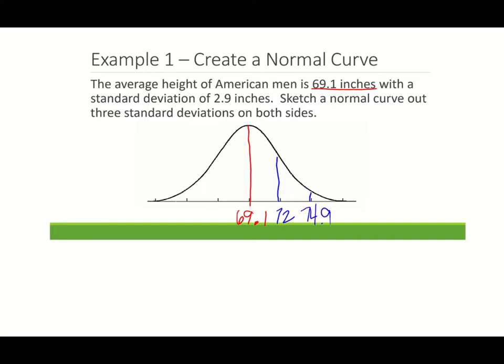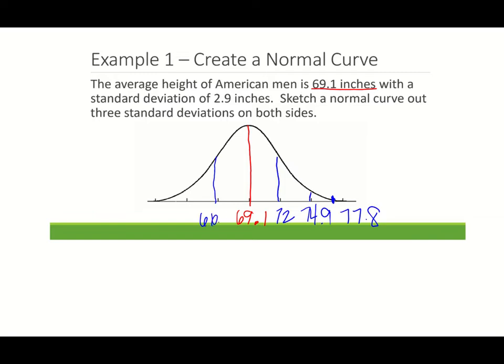And then if I want to go to 3 standard deviations, I want to add an additional 2.9, which is going to give me 77.8. So 72 is 1 standard deviation above, 74.9 is 2 standard deviations above, and 77.8 inches is 3 standard deviations above. Now we also want to go below. So to get 1 standard deviation below the mean, I'm going to take 69.1 and subtract 2.9, my standard deviation. I'm going to get 66.2.